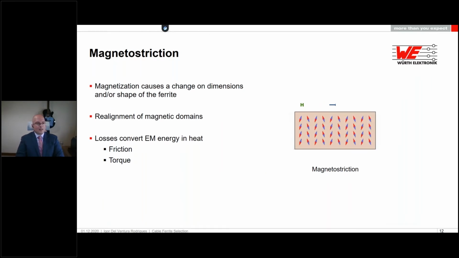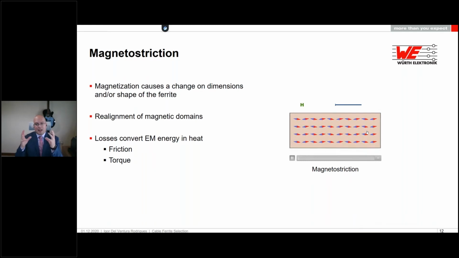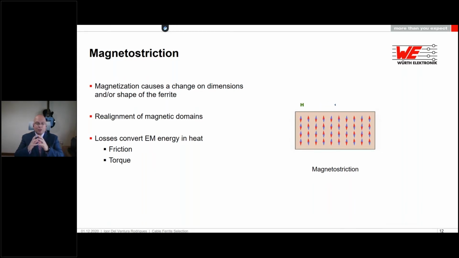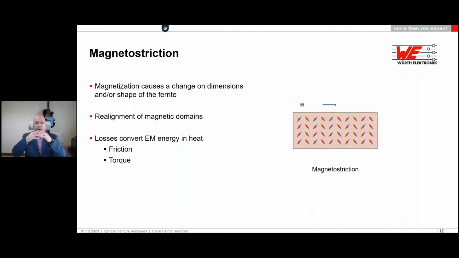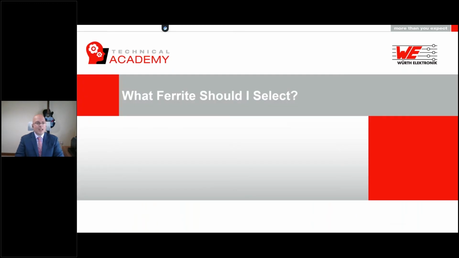Last concept on our little review is magnetostriction, which is basically an effect caused, as you can see by this animation here, that the magnetic domains inside the material, when they are reorienting, when they are realigning, will cause forces on that material which will change its shape and dimensions. So in order to do that, you can see here that we'll be having losses in the form of torque and friction. So basically, these are the factors that make ferrite work by dissipating.